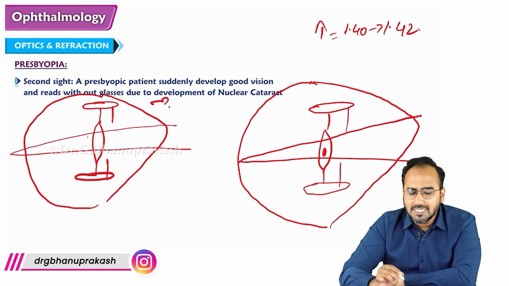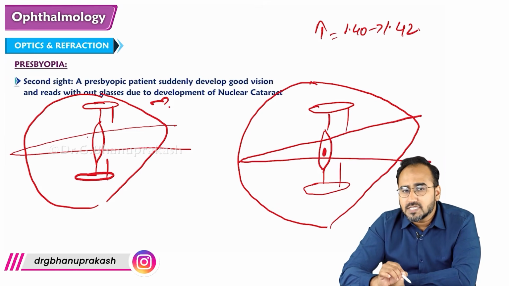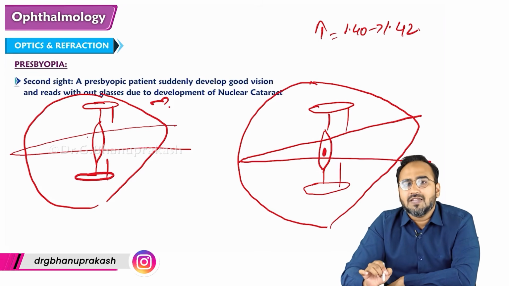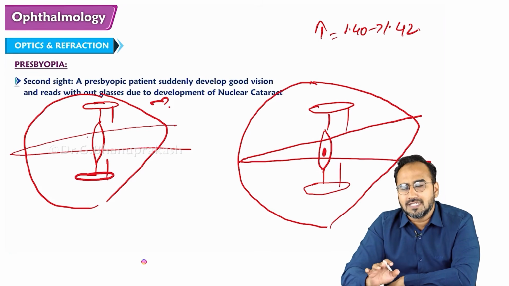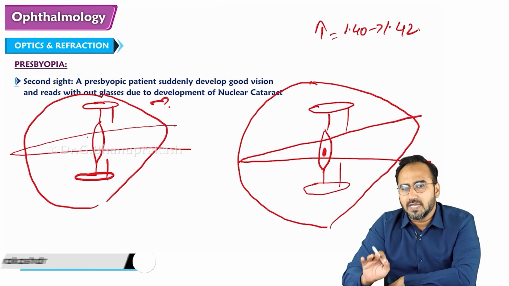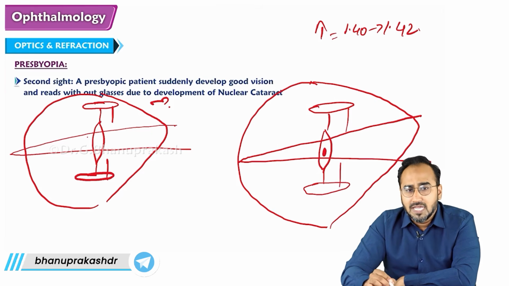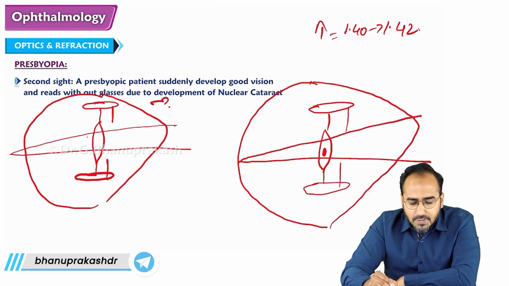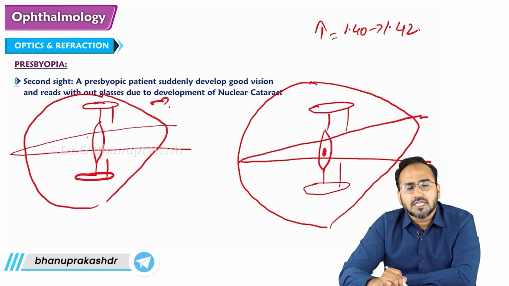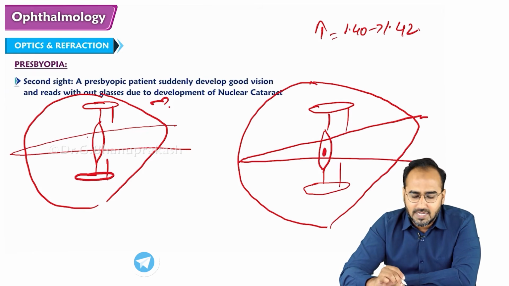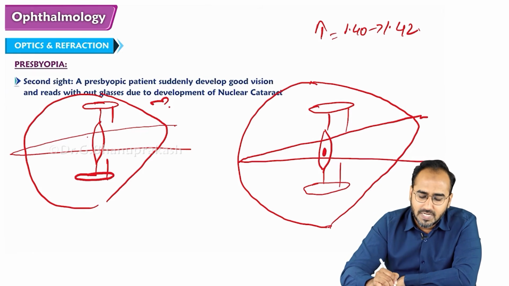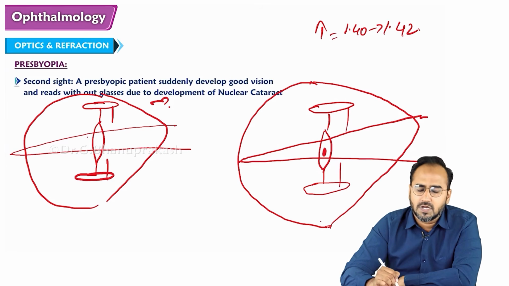So basically, this phenomenon is called the second sight phenomenon. Second sight phenomenon means a presbyopic patient developing a normal vision. Is it normal, guys? No. Once presbyopic, always presbyopic. If any presbyopic patient develops a normal vision, that means he might have nuclear cataract. Due to that, his light rays are focusing on the retina. This is called the second sight phenomenon.